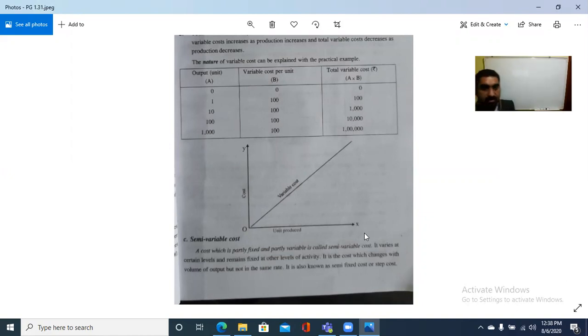It is the cost which changes with the volume of output but not at the same rate. So it is also known as semi-fixed cost or step cost. Fixed cost is a period cost, variable cost is a product cost. Semi-variable is also called semi-fixed or step cost. So understand? Under semi-variable cost, part of the cost is fixed and the other part is variable. So that is a semi-variable cost.